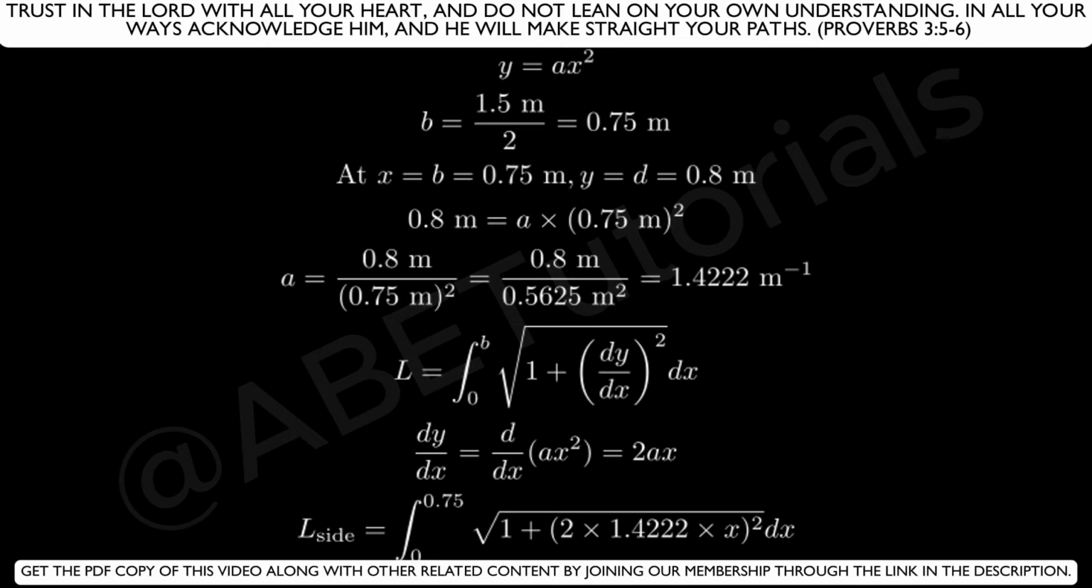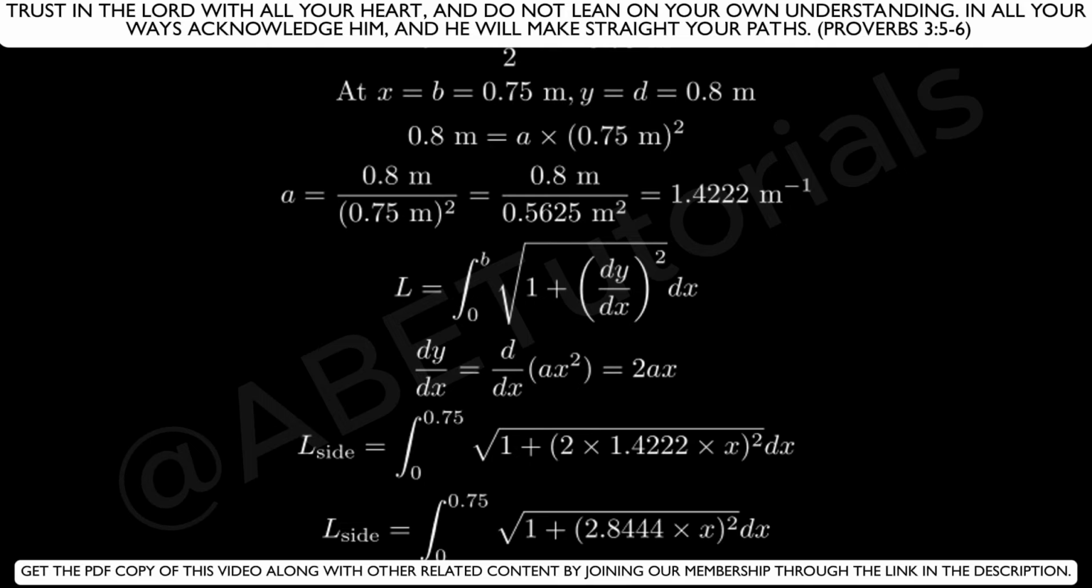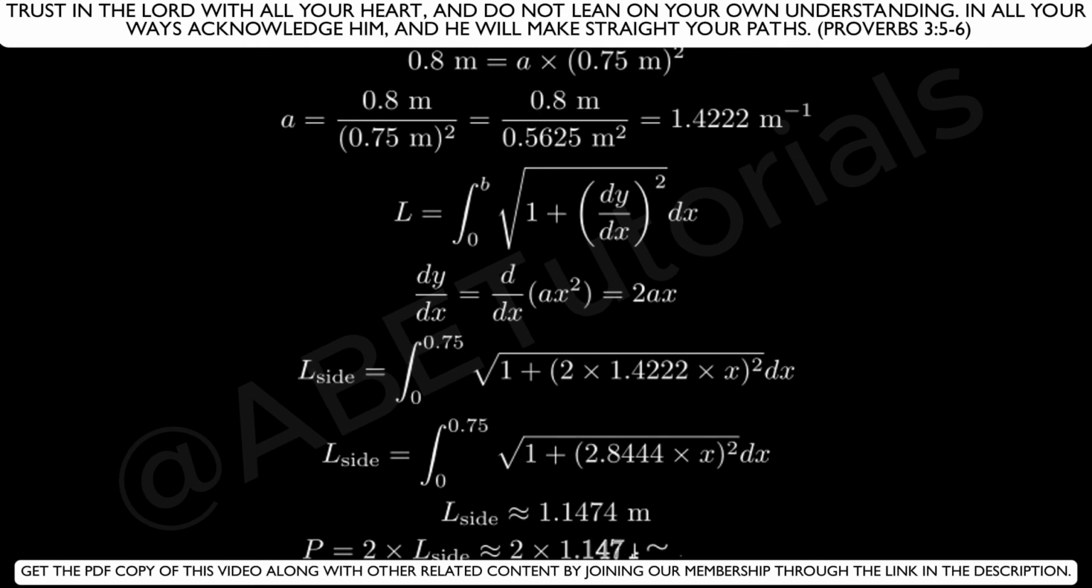L side equals the integral from 0 to 0.75 of the square root of 1 plus 2 times 1.4222 times x squared dx. With 2a equals 2.8444, we get L side equals the integral from 0 to 0.75 of the square root of 1 plus 2.8444 times x squared dx. This integral doesn't have a simple analytical solution, so we evaluate it numerically to get L side approximately equals 1.1474 meters. Since the canal is symmetric, the total wetted perimeter P equals 2 times L side, which is approximately 2.2948 meters.